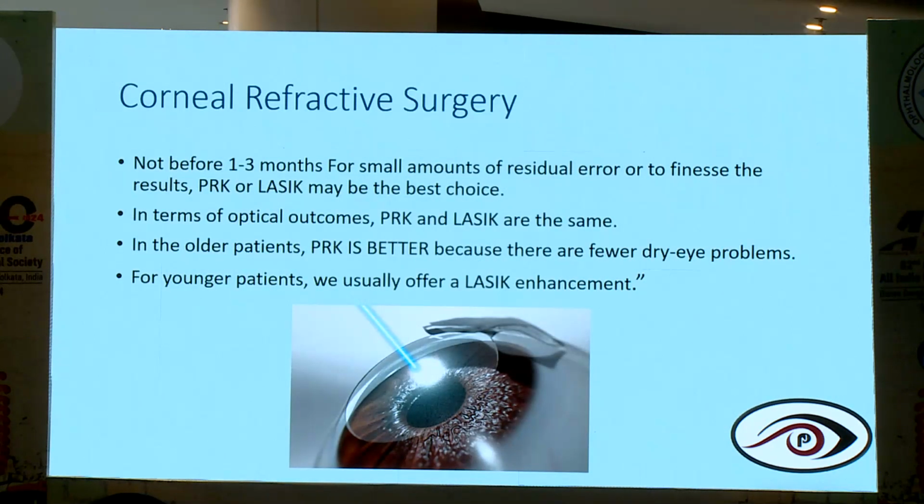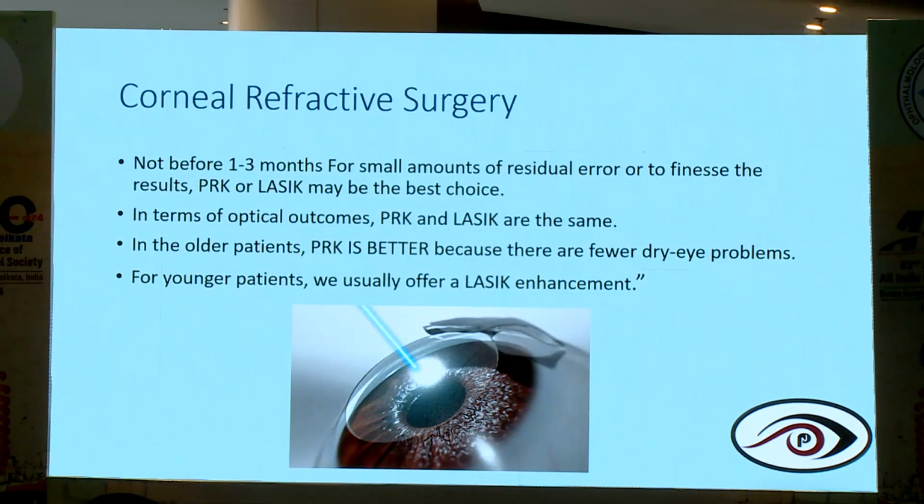Coming to corneal refractive surgery, I feel this is one of the best options, because I do have an excimer machine with me. But whenever you want to do corneal refractive surgery for a residual refractive error, it is always better to wait till 3 months. Although I have done it at 1 month also, now I am telling you to wait for 3 months. For a small amount of residual refractive error you can do PRK, or if you have a femto platform, femtoLASIK can be done.